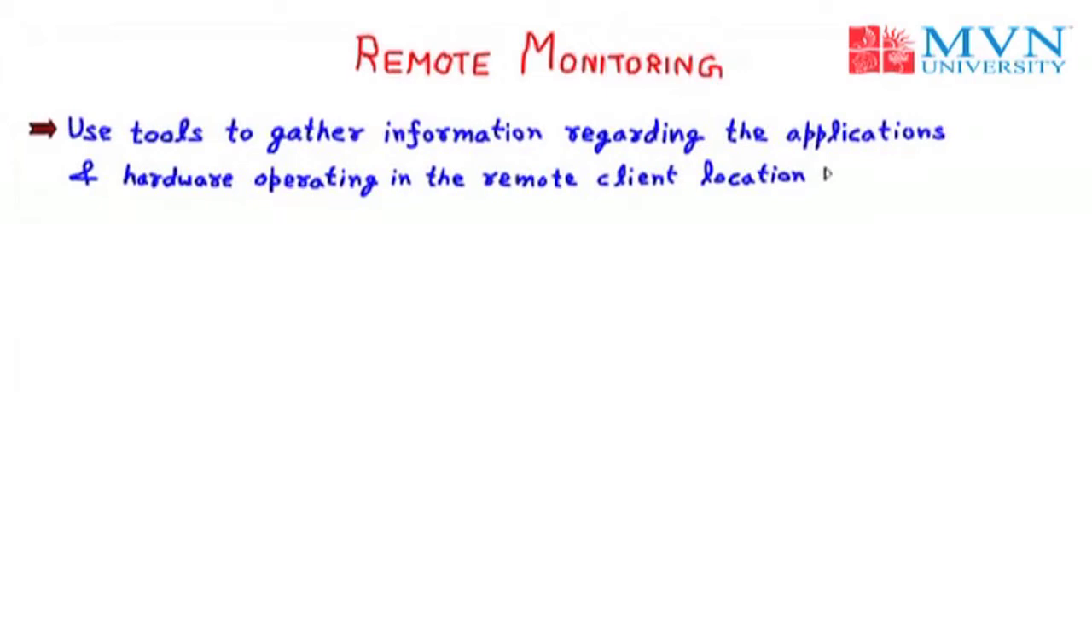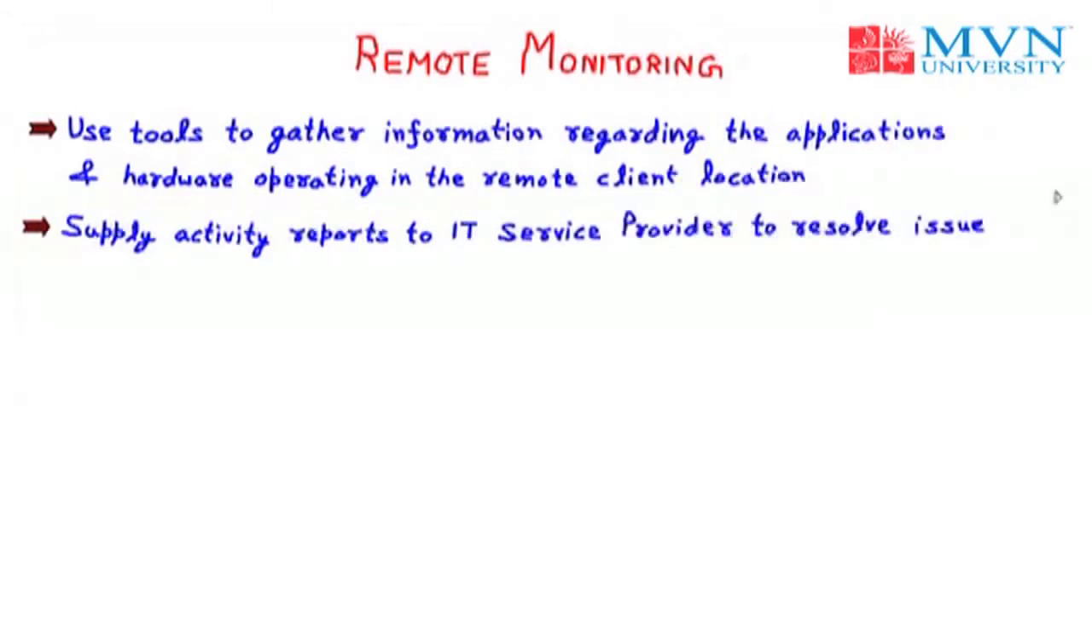Now, the next part of remote monitoring is to supply activity reports to the IT service provider so that they can resolve the issue. That means whenever they collect the information about the remote server or the client, they gather the information and report it to the IT service provider. Now the IT service provider tracks the information and resolves the issue.